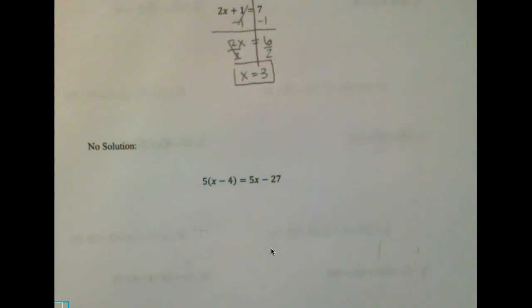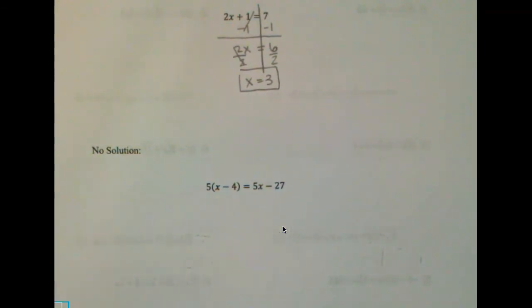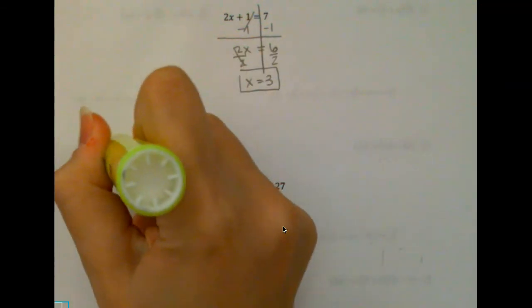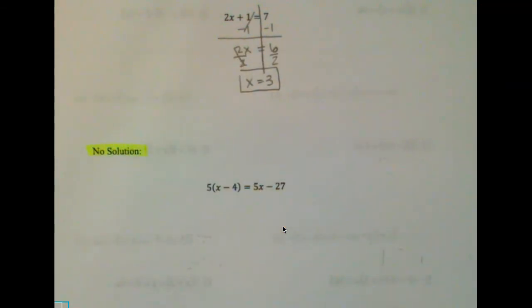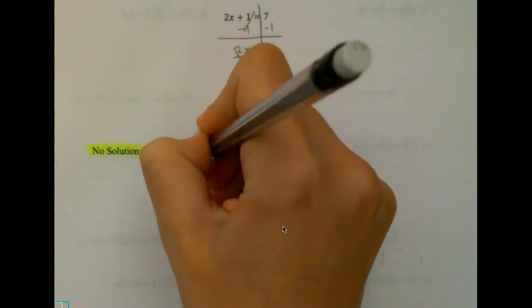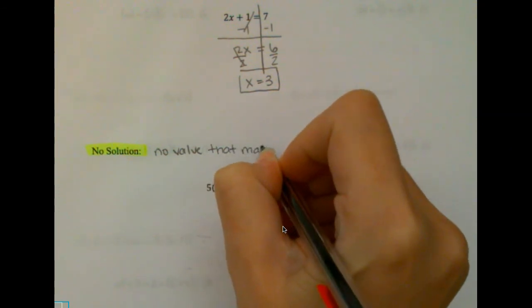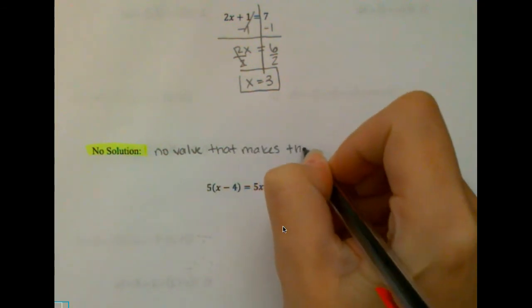The second type of solution is a no solution equation, okay, where we solve it and no value will work. So there is no value that makes the equation true.